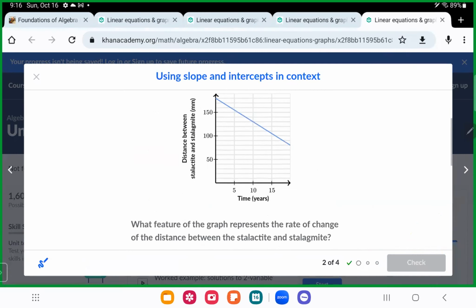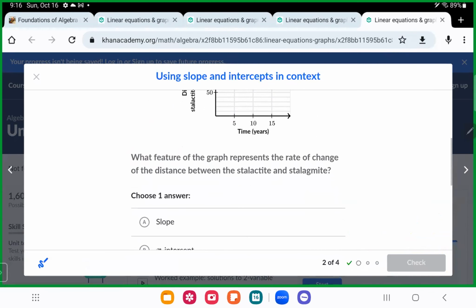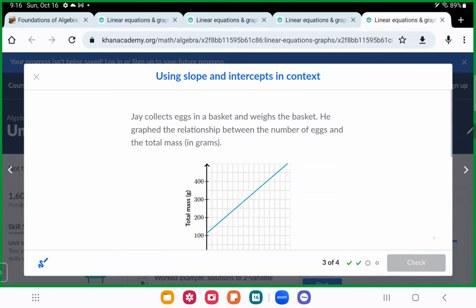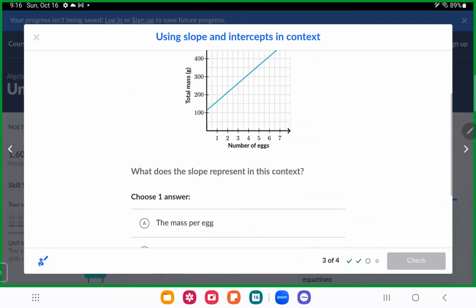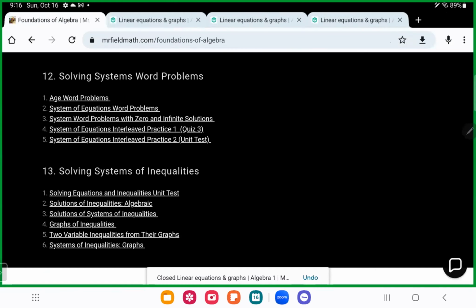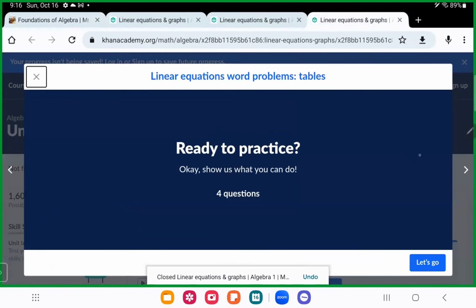Okay. Oh, what feature of the graph? So the rate of change. I don't even have to read that. The rate of change. Look at that. Okay. The slope in this. So you know what? Go for it. You can do this. Use those keywords.